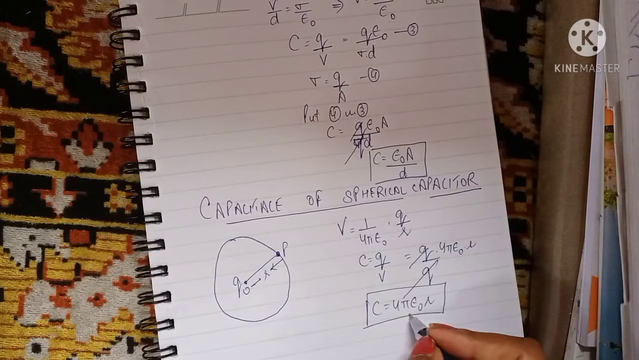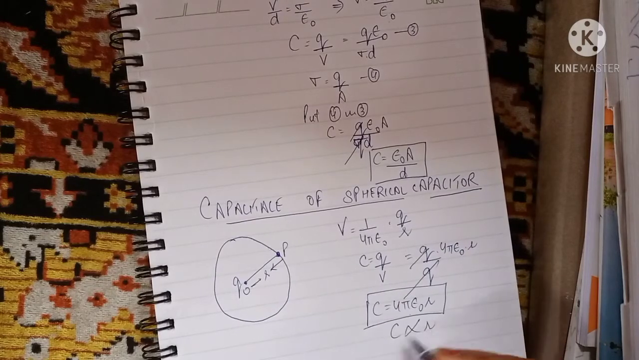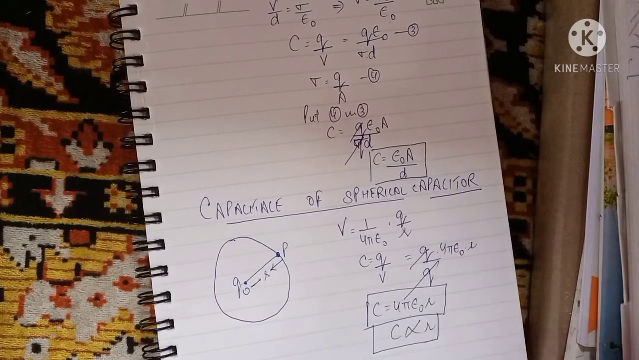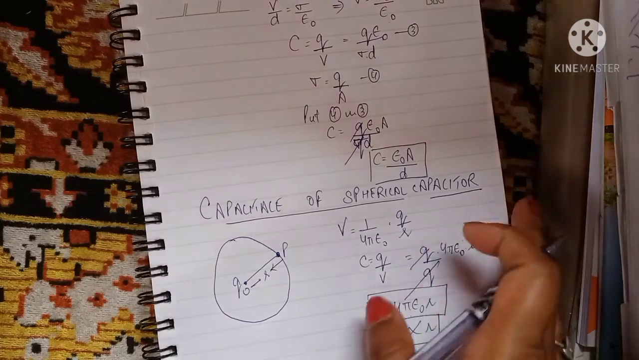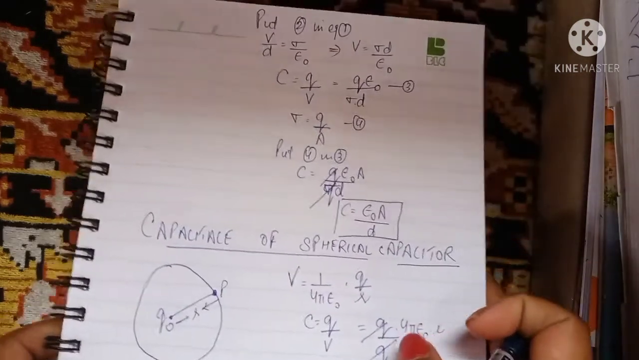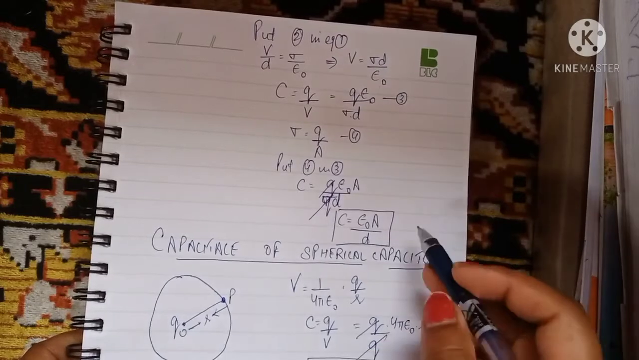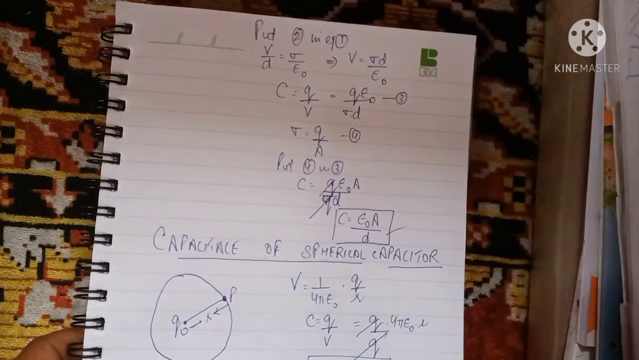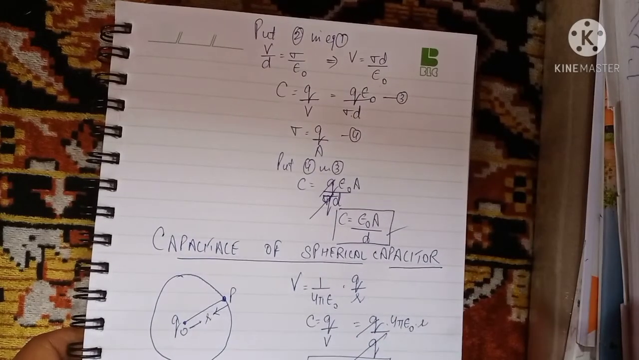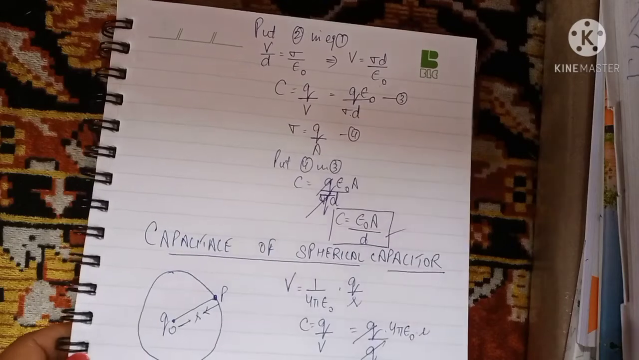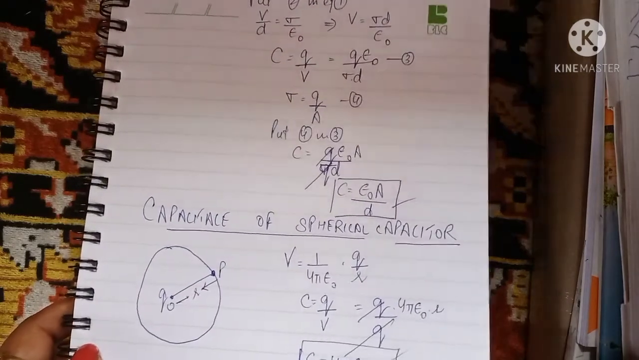Or you can say this is the constant. That means the capacitance of a spherical capacitor depends only on its radius. That means the more the radius, the more the capacitance, the more the ability to hold charge over a body. Clear? So this is the capacitance of a spherical capacitor. In the case of a parallel plate capacitor it is epsilon naught A upon D, and in the case of a spherical capacitor it is 4 pi epsilon naught R. So this is what we have done.